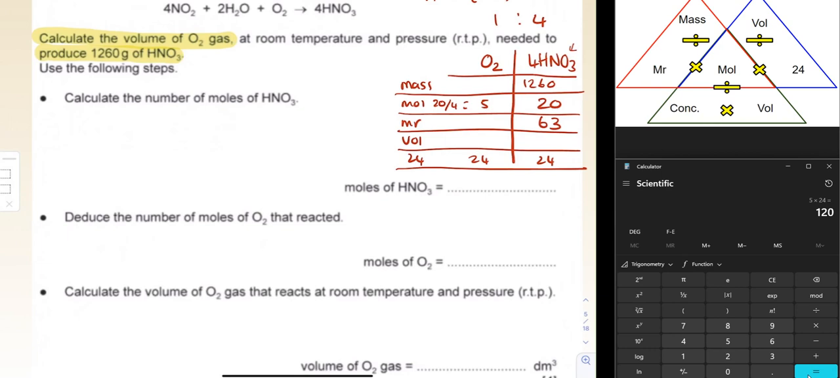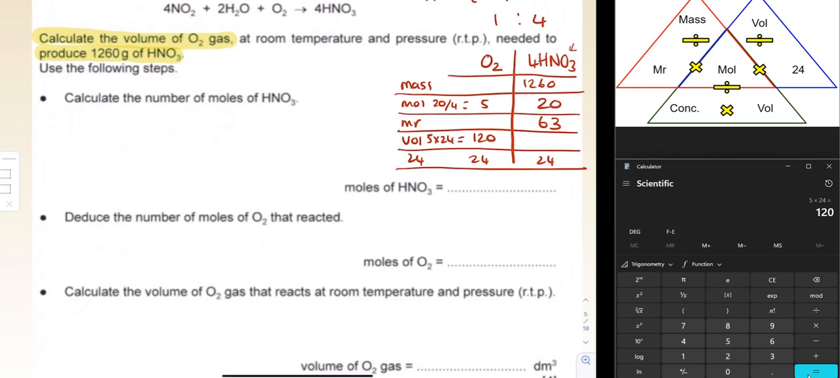120. So again, I'm going to do the same. I'm going to show the examiner my workings because in mole calculations in paper 4, even if you make a mistake at the top, you do get an error carried forward. So it's really important to show your workings. So in this case, for the volume, I'm going to do 5 times 24. And I'm going to say that gives me 120.